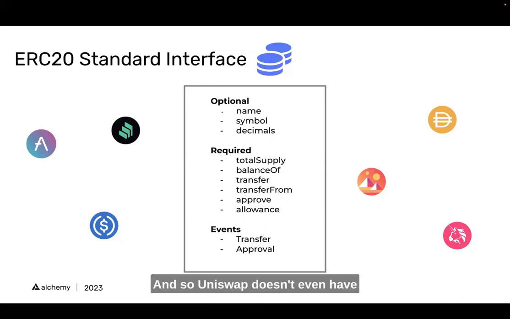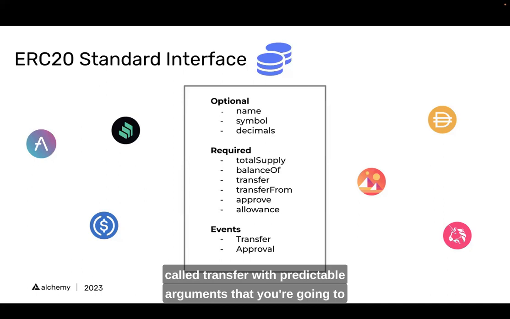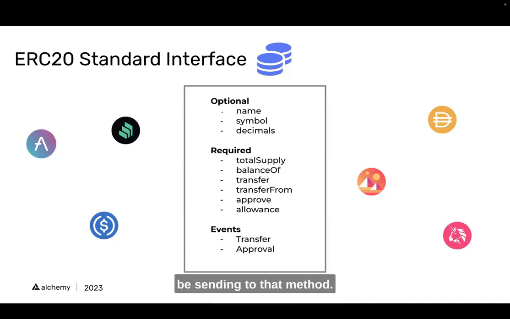And so Uniswap doesn't even have to know about your smart contract. It can know, even though you just created your smart contract yesterday, that your smart contract adheres to the ERC20 standard, which means there's a method called transfer with predictable arguments that you're going to be sending to that method.